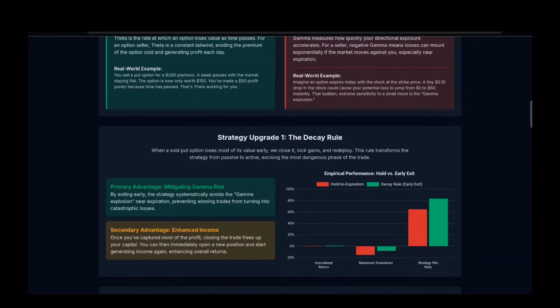So this prevents that. The secondary advantage is that once you've captured most of the profit, you close that trade, which frees up your capital, and you can then immediately open a new position and start generating income again, enhancing the overall returns from the premiums. So we can see how this one change alone is so important from a strategy perspective. We've been pushing IncomeShares to be more active, and for me, this is the first part of being more active.